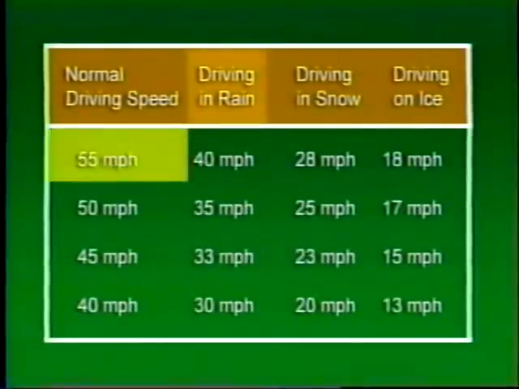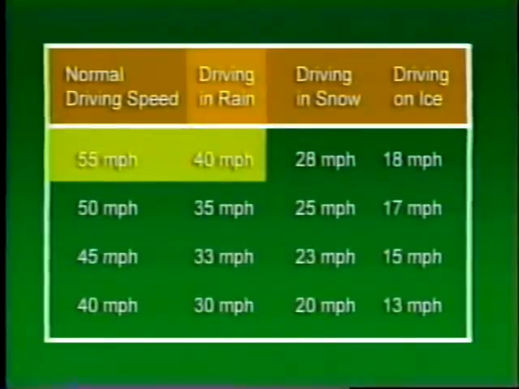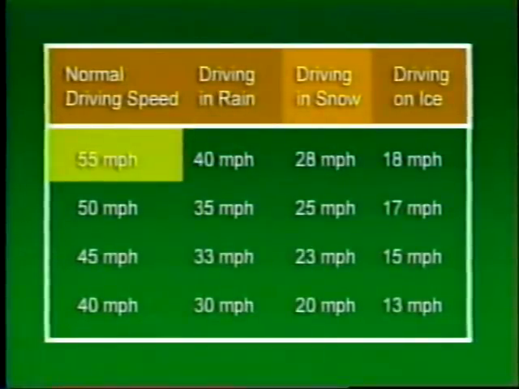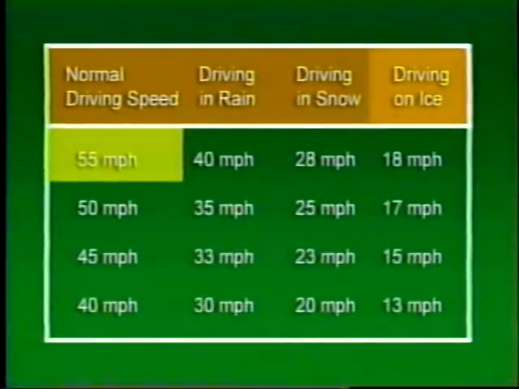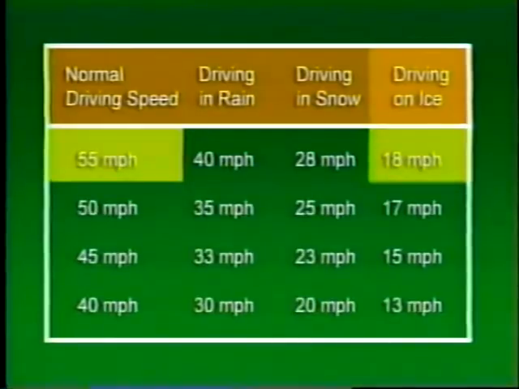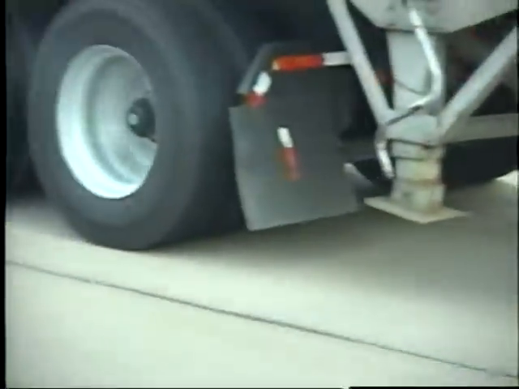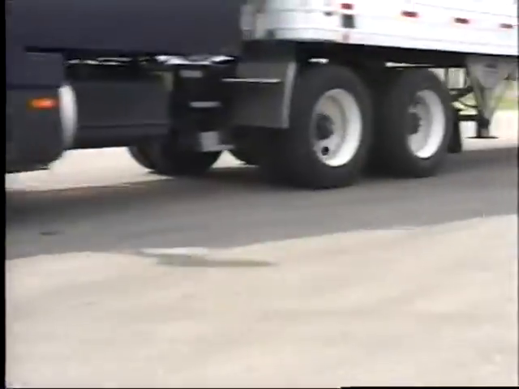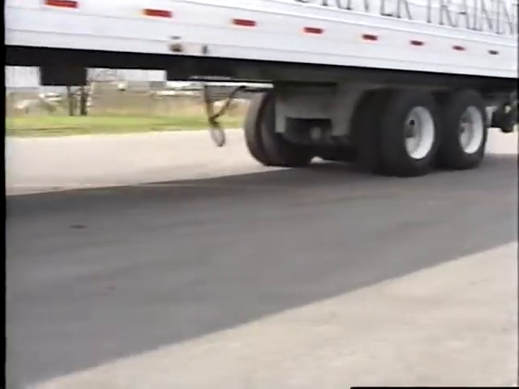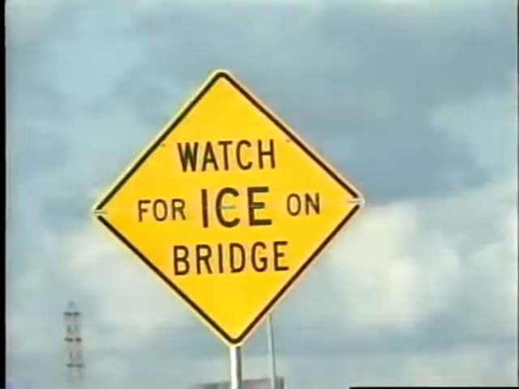If you're driving 55 miles per hour and it's raining, you'll need to slow to about 40 miles per hour to control your rig. In the snow, you'll need to slow to 28 miles per hour. On ice, you'll need to slow to 18 miles per hour. But what if you can't identify the surface you're driving on? The correct answer is to slow down as though you are driving on snow or ice.